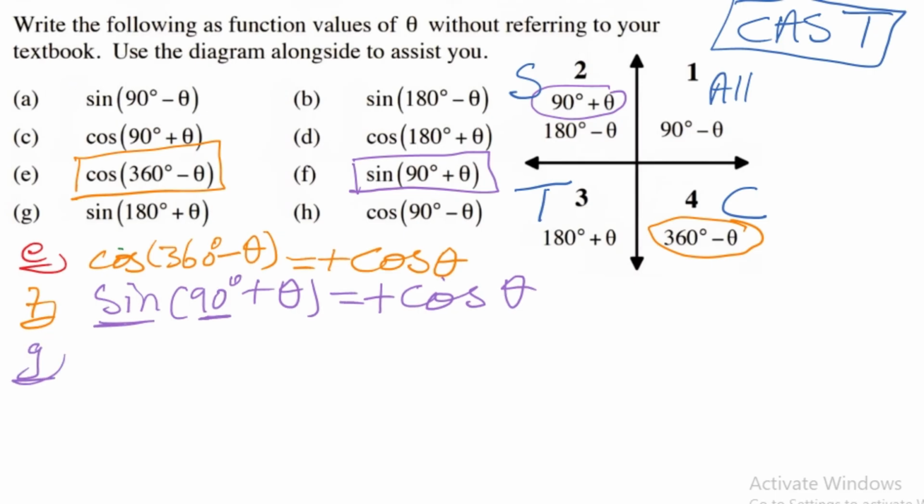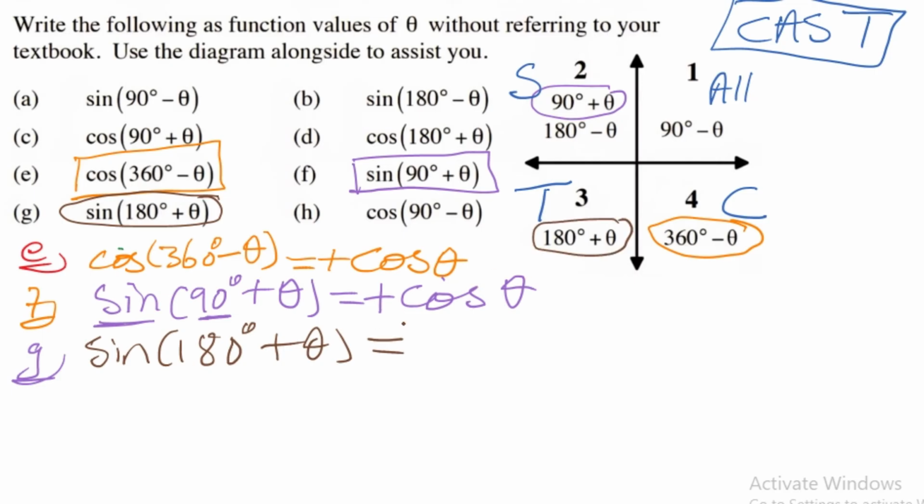On G, we are having sine of 180 degrees plus theta. Now we check where we have got 180 degrees plus. So it is on the what? On the third quadrant. And on the third quadrant, we are having tan being positive. The other ratios are negative. Therefore, we will have negative sine, because it's 180. This does not change now. So we will have sine theta, and the answer will be negative sine theta.